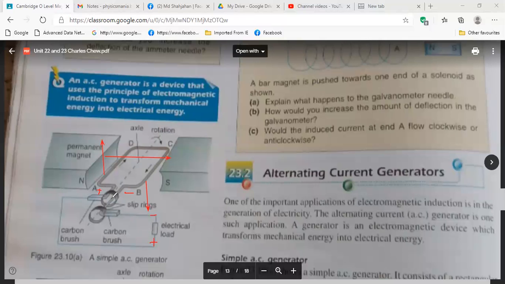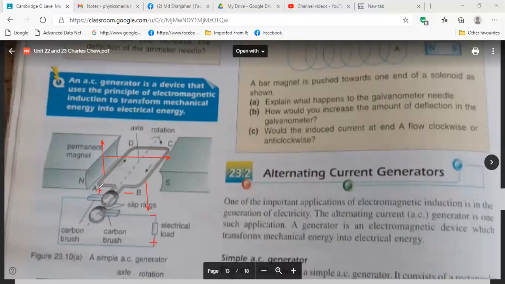When it is so, we are getting here the electrical load. Here is negative and here is positive, isn't it? Yes. Now, if it is reversed, it is coming to here. Then in AD, we are getting negative, isn't it? Yes. But AD is still connected to this side, the lower side of the load.